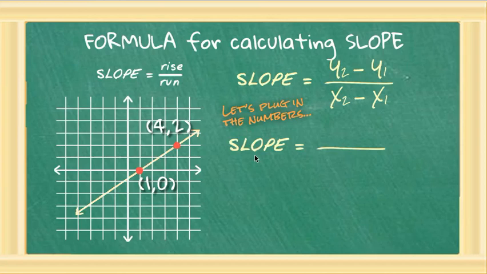So I'm going to plug in the numbers, y2 minus y1. The y value from our second point is a 2, and the y from our first point down here is the 0. So it's going to be 2 minus 0. Now x2 minus x1. X from our second point, 4, minus x from our first point, 1. 4 minus 1 is going to be a 3. Now I just subtract these, and I get 2 over 3.